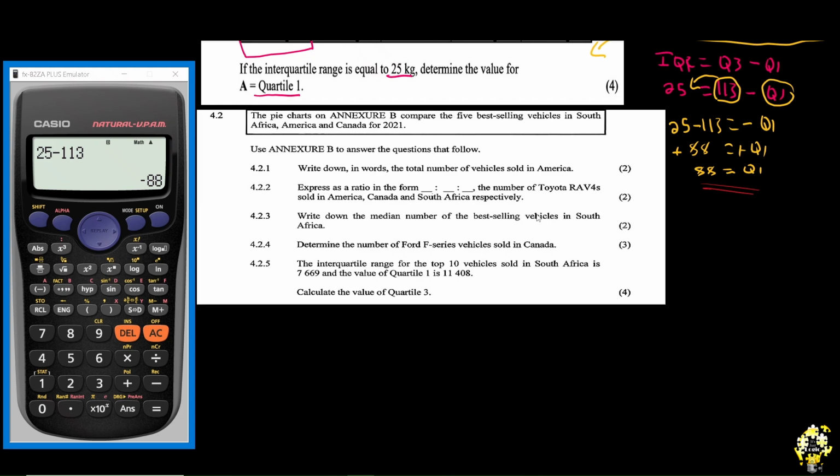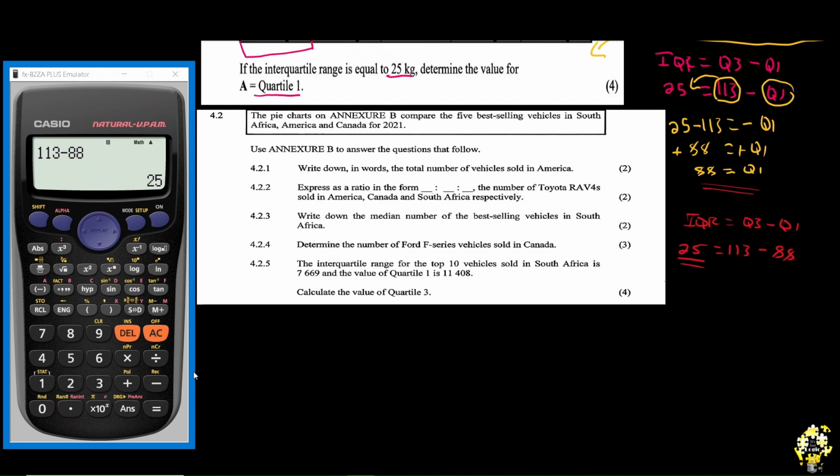So let's just simply say that IQR is equal to Q3 minus Q1. Now IQR was given as 25, Q3 was given as 113. We have found Q1 to be 88. Does this make mathematical sense? When you say 113 and you subtract 88, are you going to get 25? Yes, indeed. Therefore, you are correct.